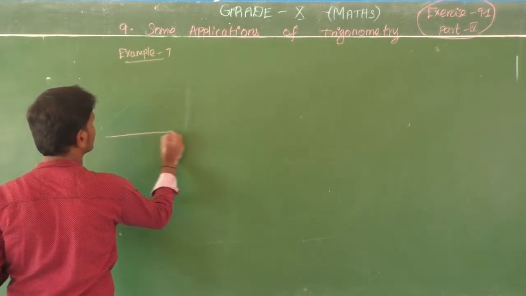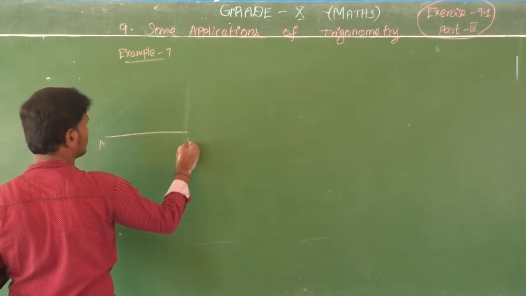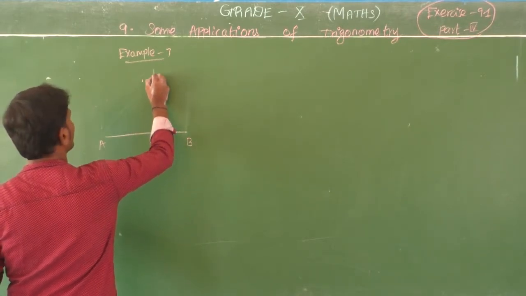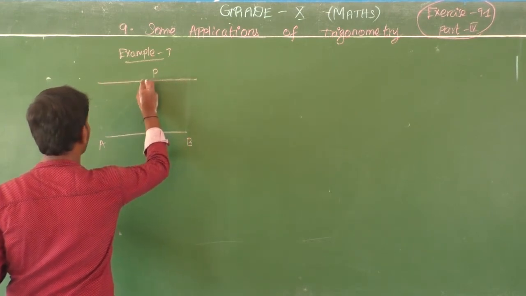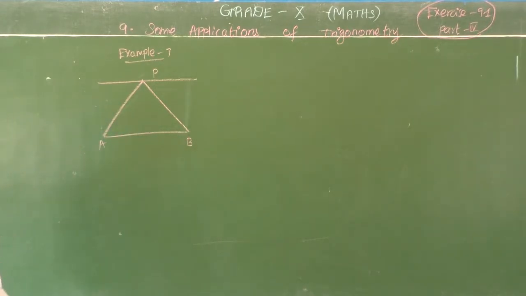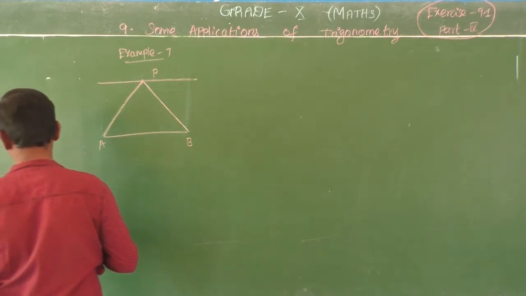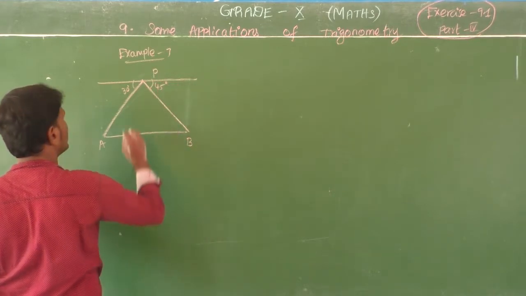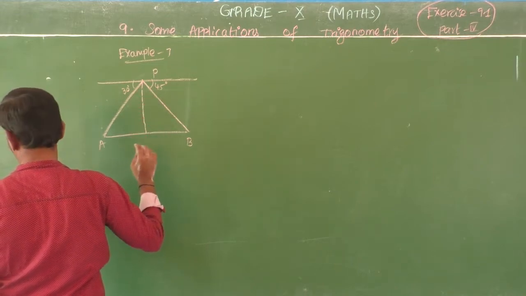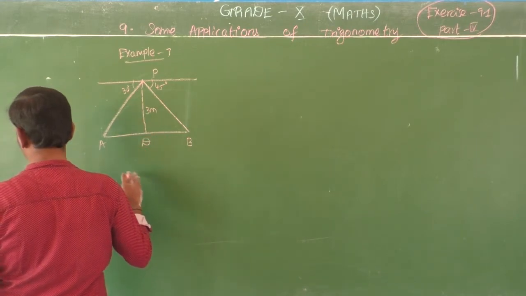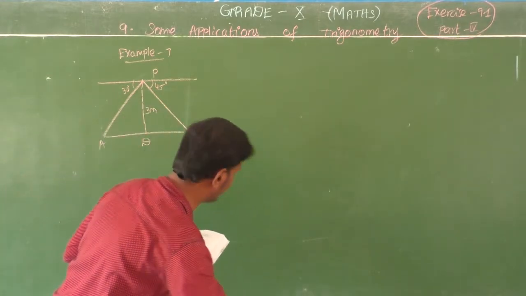See, first this is the river. The two banks I'm going to take as A and B, and this is a point P. From this point we are going to take the angles of depression to both ends, the banks on the opposite sides. This is 30 degree and the other angle of depression is 45 degree, and the height of the bridge is 3 meter. Take the point D.